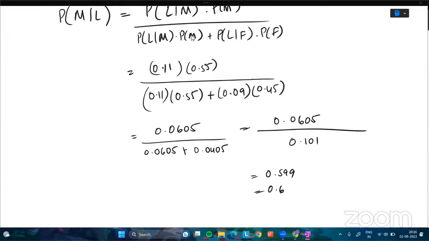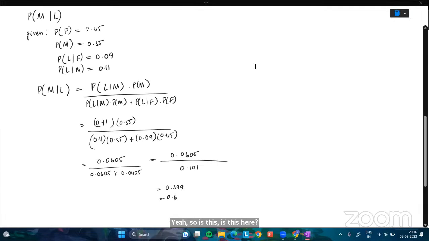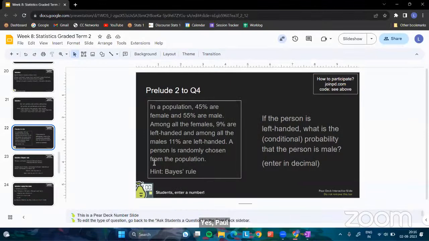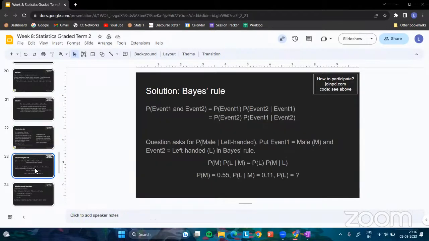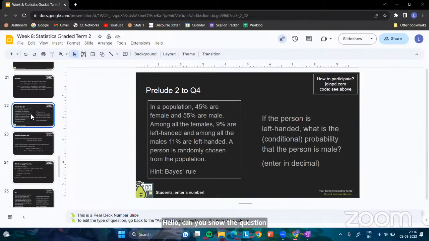Okay, Arnav, I see you got 0.55 and Rakesh, 0.06. Is this clear, how we got this? Yes, ma'am. Now, could you just show the question, please? Yeah, this is the question. Can you take a screenshot then? Yes, ma'am.